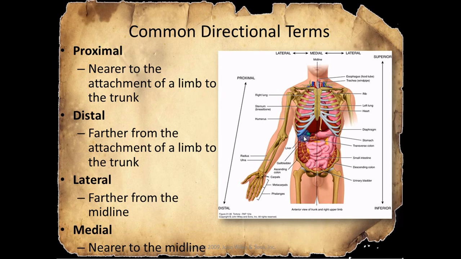Right? Lateral means if you drew a line straight down the middle of the body, the trunk, lateral means it's further from the midline. So if I were just describing the hand, I would say that the thumb is the lateral aspect of the hand, or it's lateral to the digits. Right? Medial means it's closer to the midline of the body. It's near the middle of the body.